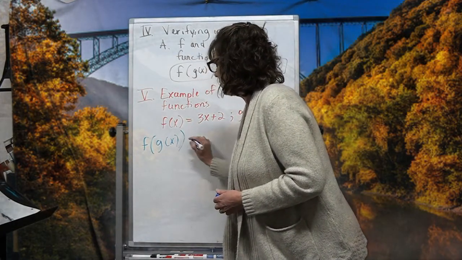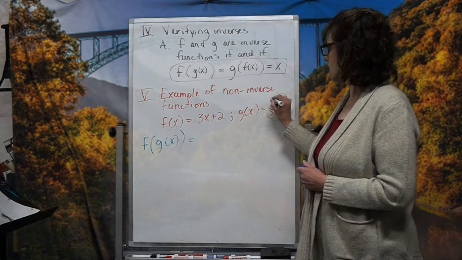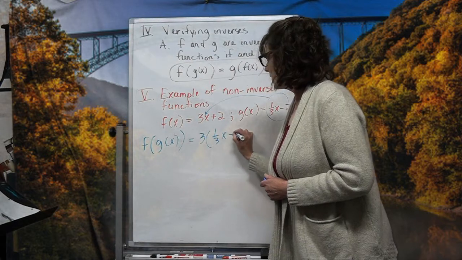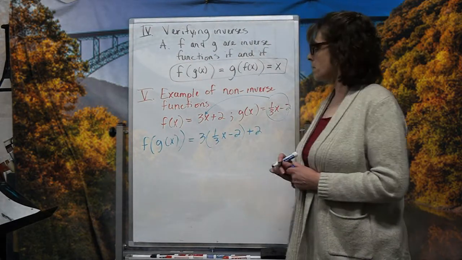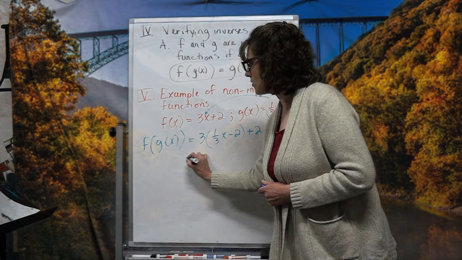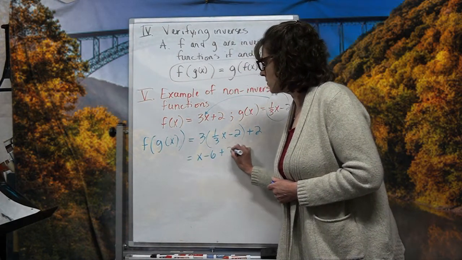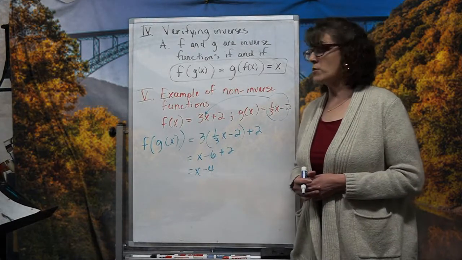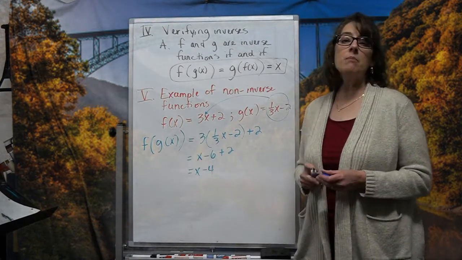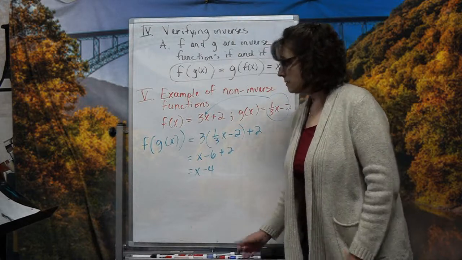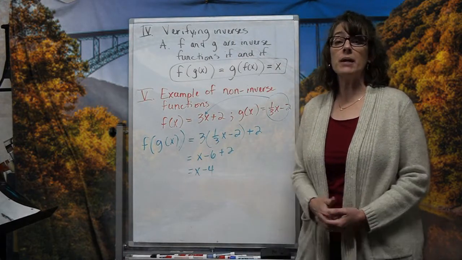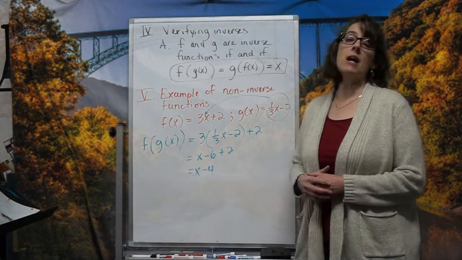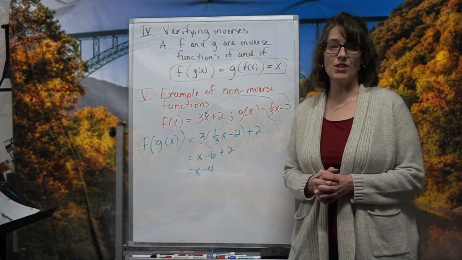All right, take one function, plug it into the other. So I'm going to take this g, plug it right in there. Better come up with an x. Now when I distribute that 3 through, I get x minus 6 plus 2, giving me x minus 4. Well, frankly, I could call it quits right there, because I can see immediately, oh, I'm not getting an x. I'm done. Even if plugging in the other direction would give me an x, I have to get an x in both cases. So this tells me no way, they are not inverses of each other.